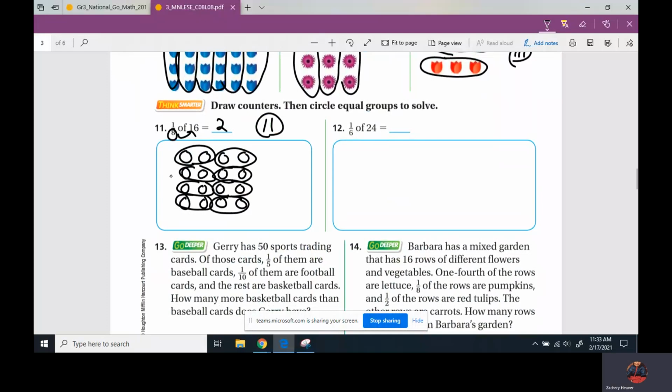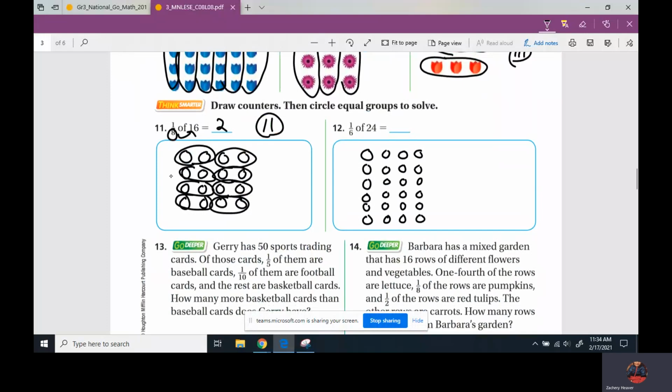1/6 of 24. Let's do our 24 counters. So I'm going to do it by 4s again. 1, 2, 3, 4. I'll do 6. 5, 6, because we're doing 6 right now. 6, 7, 8, 9, 10, 11, 12, 13, 14, 15, 16, 17, 18, 19, 20, 21, 22, 23, 24.